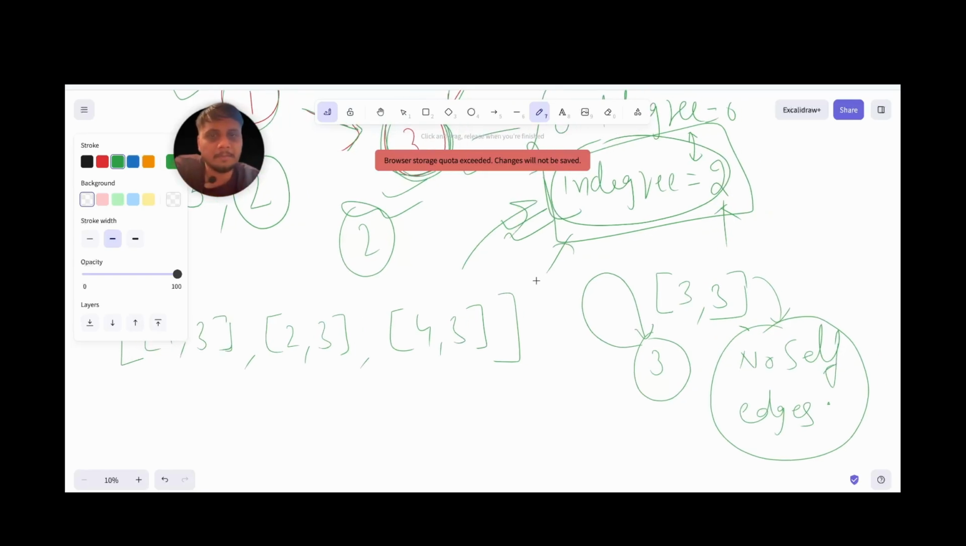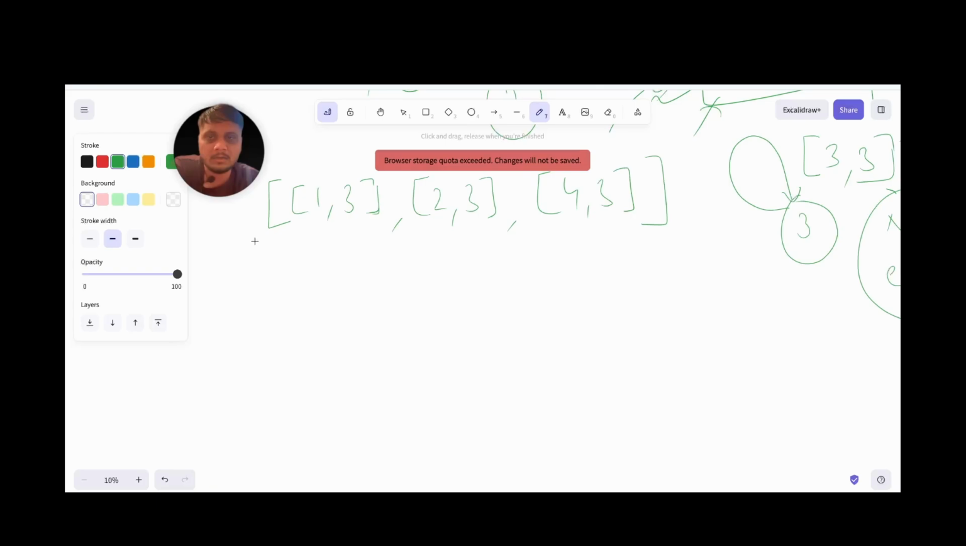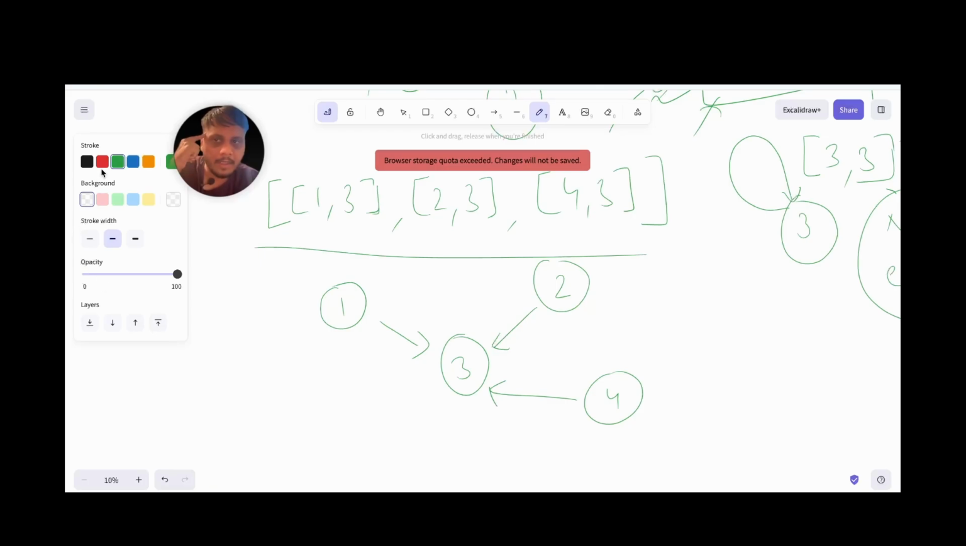So let's take these particular trust relationships and build a graph from them. There is an edge from node number 1 towards node number 3. There is an edge from node number 2 towards node number 3. There is an edge from node number 4 towards node number 3. ठीक है. And I can say that the in degree for this is 0, the in degree for this is 0, and the in degree for this particular node is 3.